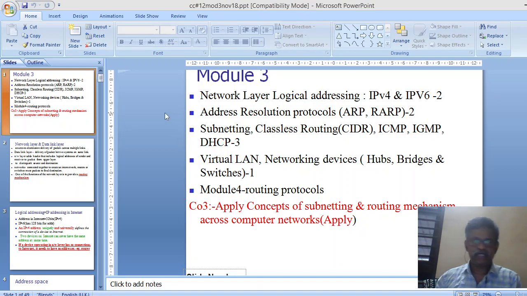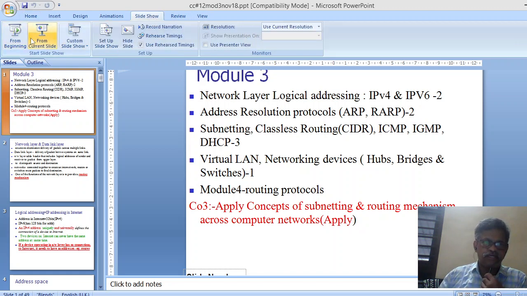Since last class we had a blackboard session, so the portion which I could not project, I am just going through in essence only. The class was taken.